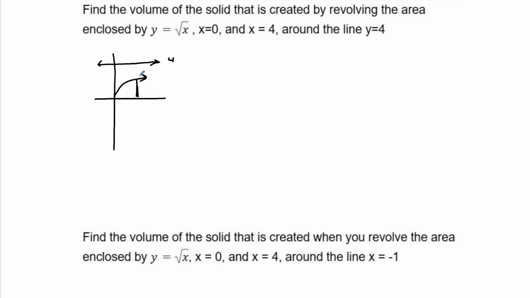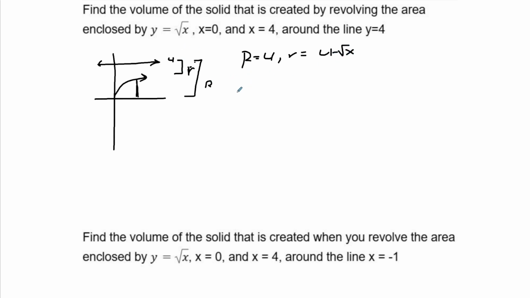So then we can say, okay, well, what is our little r? Well, we're revolving around this line, so our little r looks like it would be this, right? And then our big R is going to be this, right? So our big R is just going to be 4, okay? And our little r is going to equal 4 minus the square root of x, okay?